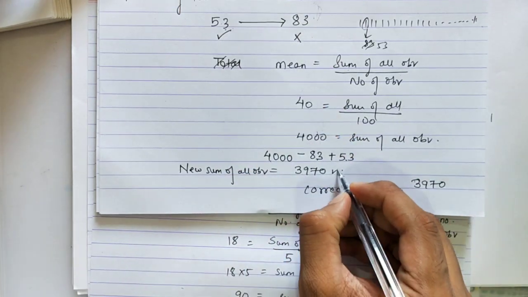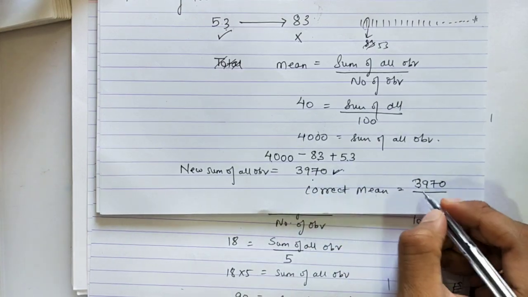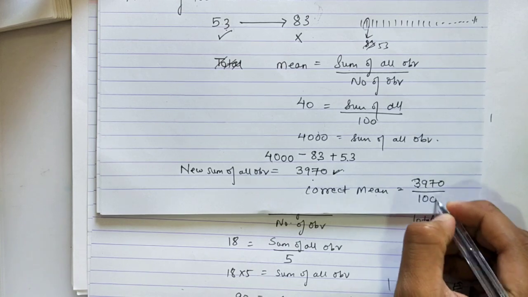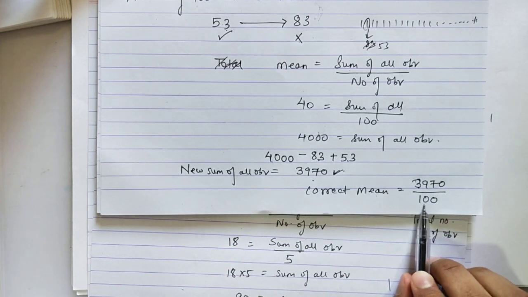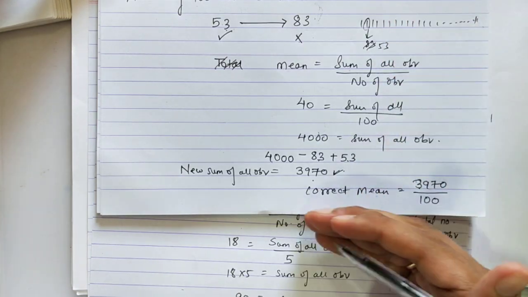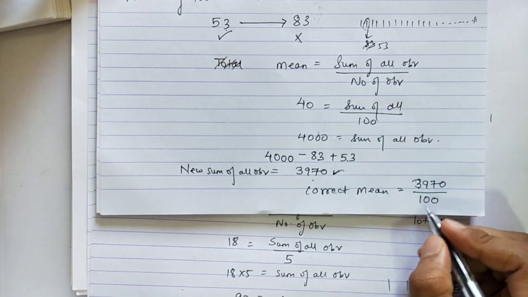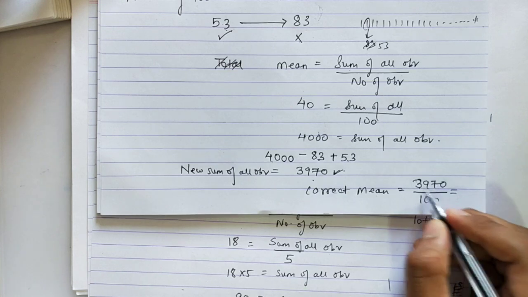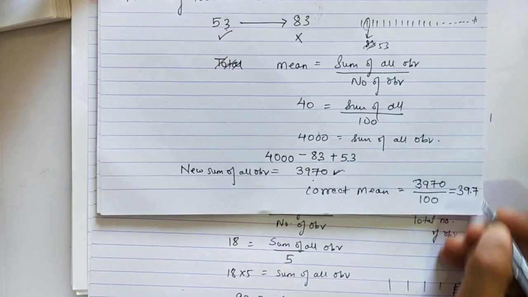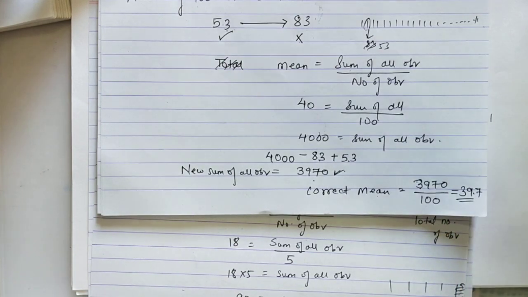So now the new total is this, and using the new total I'll find the new mean. The correct mean is this new total upon the number of observations, which is 100 only. The number of observations is the same because we have removed the wrong one and put the right one in. So total observations is still 100. So for the correct mean, no need to divide, no need to cancel. Directly shift 2 points, so this will become 39.7. This is the answer for the 10th question.